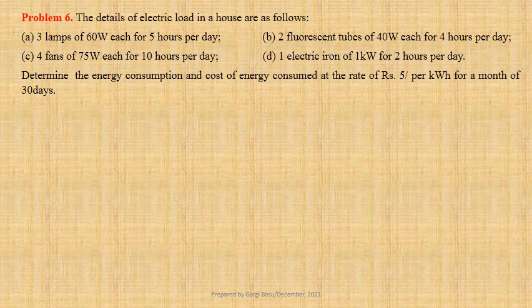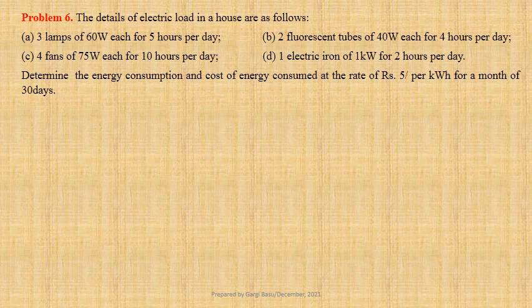The details of electric load in a house are as follows. 3 lamps of 60 watt each operates for 5 hours per day. 2 fluorescent tubes of 40 watt each operates for 4 hours per day. 4 fans of 75 watt each operates for 10 hours per day. And 1 electric iron of 1 kilowatt for 2 hours per day. We have to determine the energy consumption and cost of energy consumed at the rate of rupees 5 per kilowatt hour for a month of 30 days.